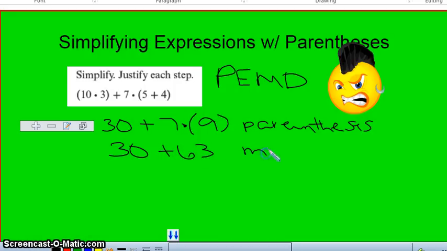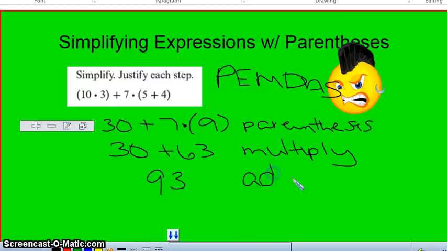So that was our multiply and divide. All right, no division. So then we go on to addition and subtraction, which we always do last. So here we have addition. 30 plus 63 is 93. And to get that, we used addition. Now, it's really important when you do problems like this and they say justify each step, that you write what you did in every single step.